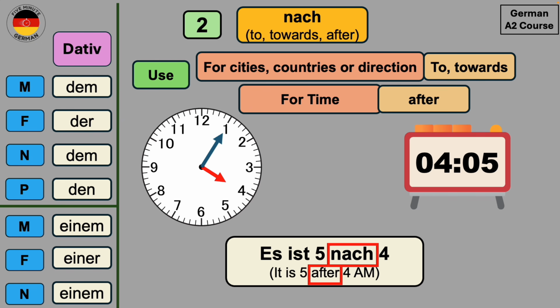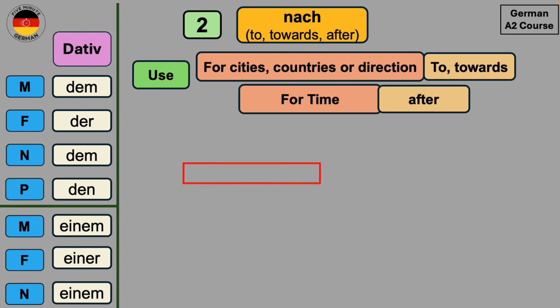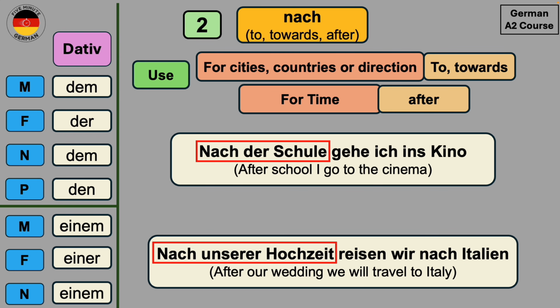Now you can also use nach with other time events, such as nach dem Essen gehen wir spazieren. After the meal, we go for a walk. So here we also have a time which is after the meal. Other examples can be nach der Schule gehe ich ins Kino. After school, I go to the cinema. Or nach unserer Hochzeit reisen wir nach Italien. After our wedding, we will travel to Italy. And in both of these examples, Schule and Hochzeit both are feminine. That's why we have used the feminine dative articles, which is der Schule or unserer Hochzeit.